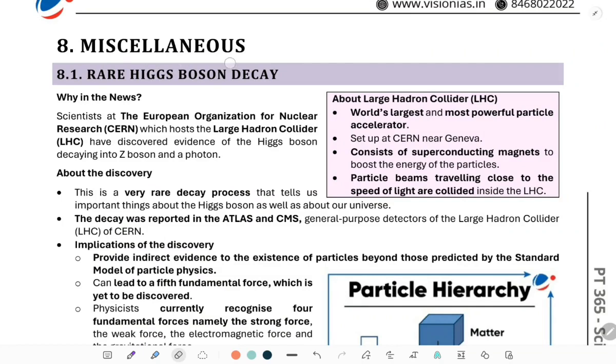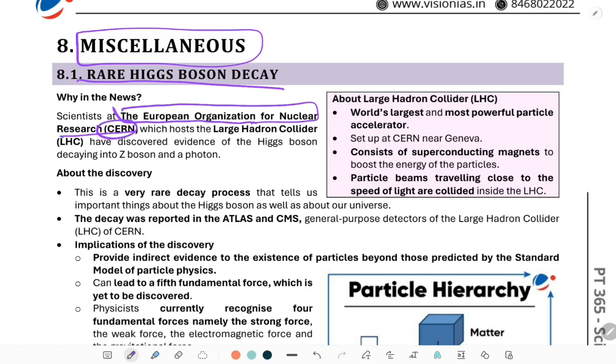We'll see some miscellaneous topics. First one, rare Higgs boson decay. Scientists at the European Organization for Nuclear Research, CERN, which hosts the Large Hadron Collider, LHC, have discovered evidence of the Higgs boson decaying into a Z boson and a photon.